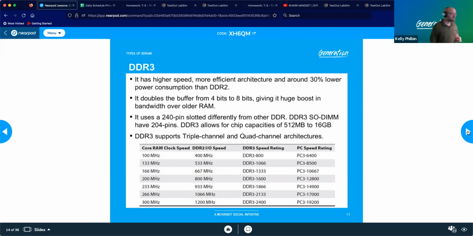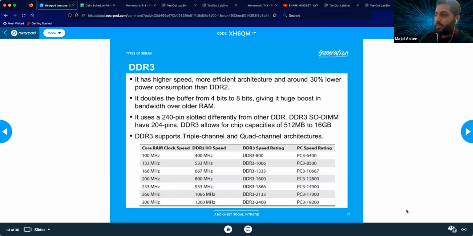And then we have a 240 DDR. SODIMM is 204. And I believe microDIMM is also 204 on this one. And each generation also is consuming less and less power. So we're able to do more with less input. But in general, just try to keep in mind from a tech perspective, the higher the PC rating you see, the faster the RAM is operating. Right? Any questions so far?